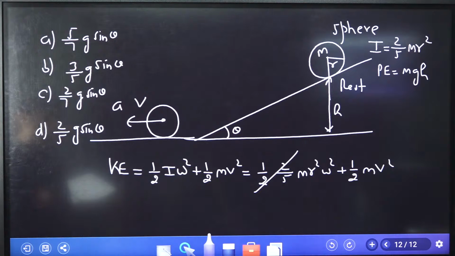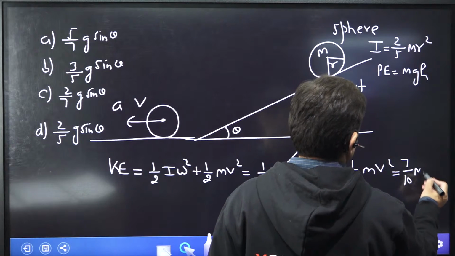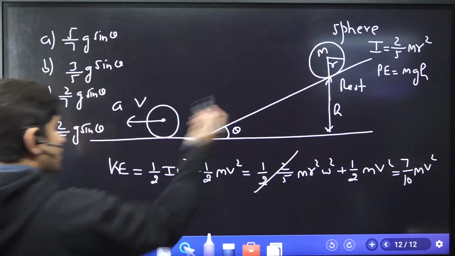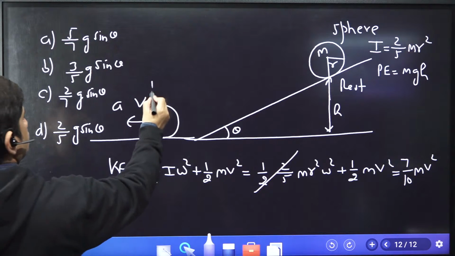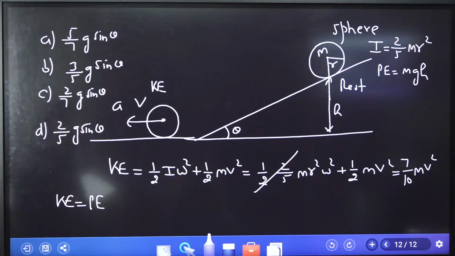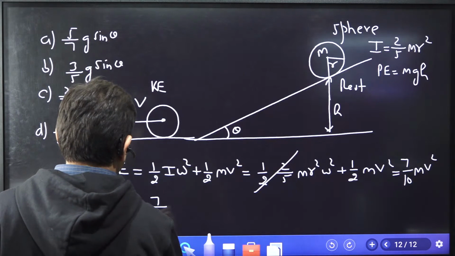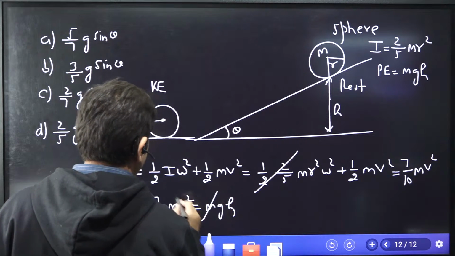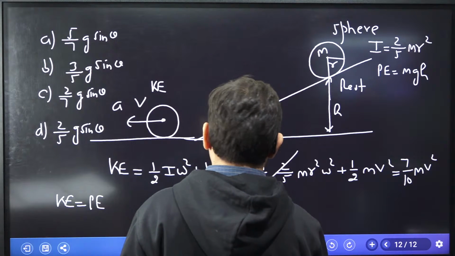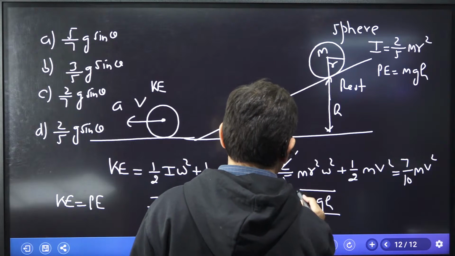R omega is equal to v. So 1/5 mv square plus 1/2 mv square is equal to 7/10 mv square. Now conservation of energy says that at the bottom the potential energy is 0 and all the energy is kinetic energy, while at the top all the energy was potential energy. So kinetic energy is equal to potential energy, meaning 7/10 mv square is equal to mgh. m gets cancelled. What is the velocity at the bottom? Under root 10 gh over 7.